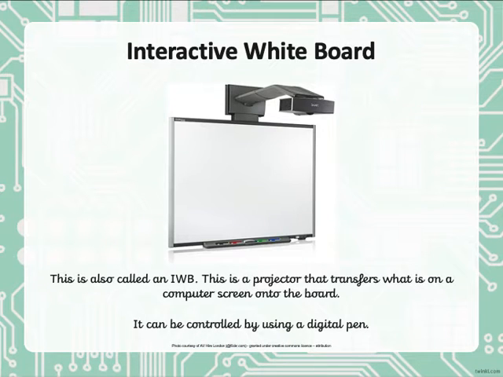Interactive whiteboards. Unfortunately we don't have one of these in year 4, but lower down in the school they do have interactive whiteboards. You might call an interactive whiteboard an IWB because that is the initials of it. It is a projector that transfers what is on a computer screen onto the board, and it can be controlled using a digital pen. When you were lower down in the school, you might remember that the teacher could use a digital pen to write on this board. You wouldn't want to use a normal pen because that would stain the board, but you could use a digital pen to write on the board, and then you could rub out that writing.